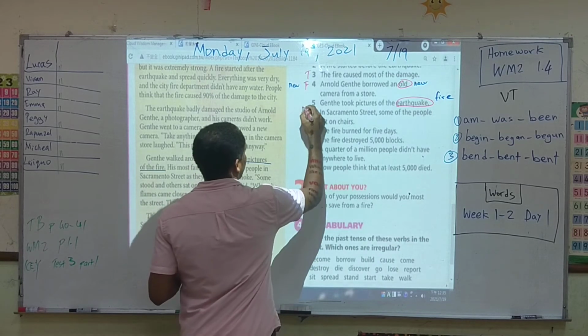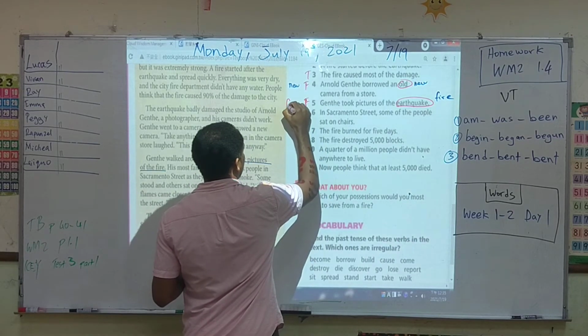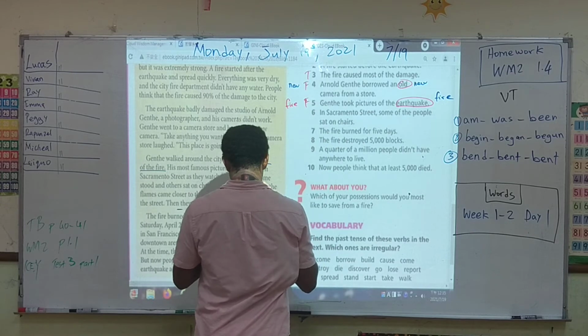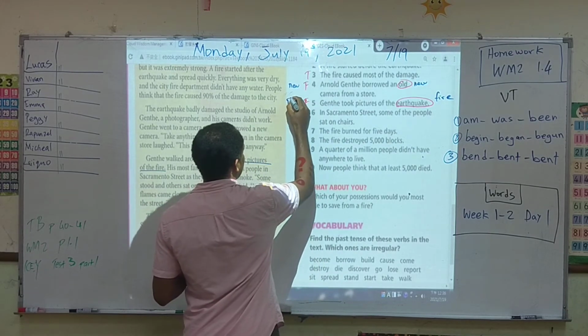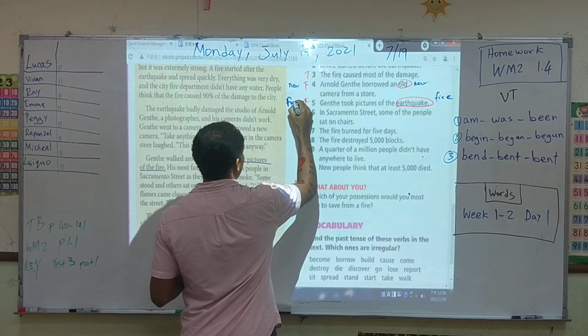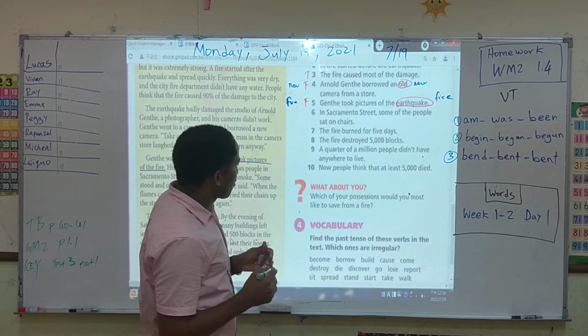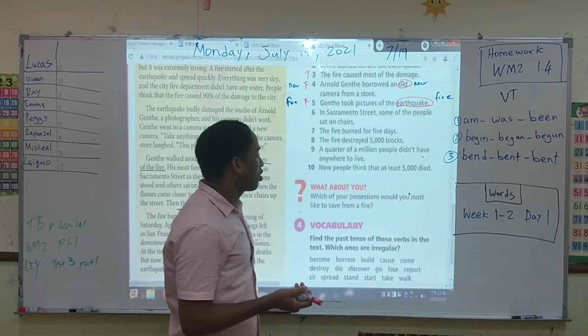So then we're gonna put false, F, and you put fire. Okay, now in blue pen, sorry. You can see, so number 5 is fire, F-I-R-E. Okay, in San Francisco Street, some people sat on chairs.